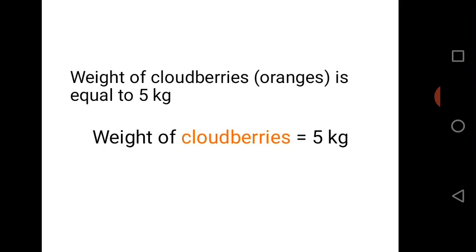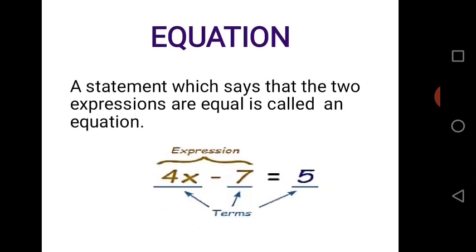Here, we have replaced "is equal to" by the equality sign. If we want to represent the oranges in linear form, then we can replace them by variables. So then we can call it an equation. Students, now the question arises: what is an equation? A statement which says that two expressions are equal is called an equation.